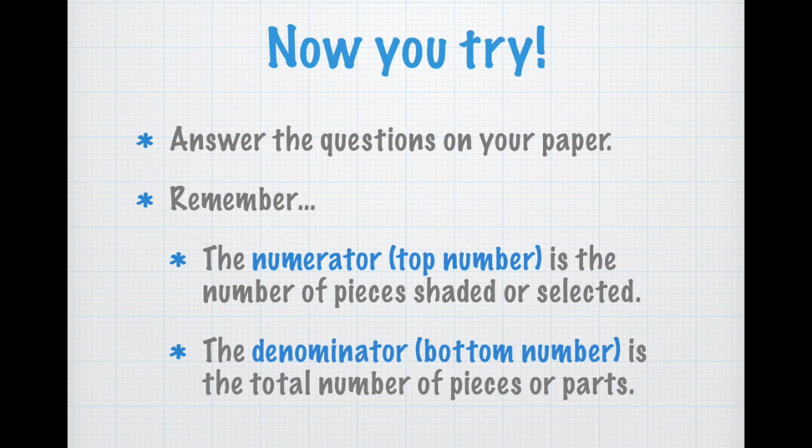Now you try. Answer the questions on your paper. Remember, the numerator or top number is the number of pieces shaded or selected, and the denominator, the bottom number, is going to be the total number of pieces or parts.